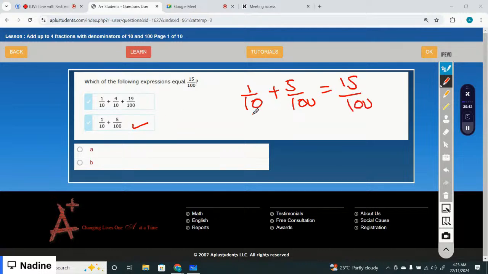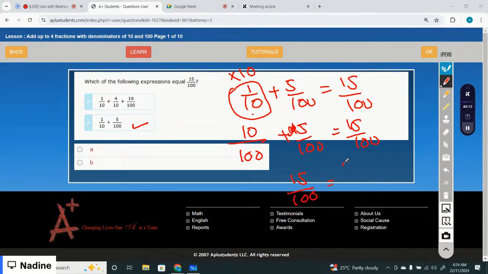See, whenever you have to add fractions, the first thing is you have to make their denominators the same, right? So you have to make this denominator equal to 100. So you need to multiply this fraction by 10. That is 10 times 1 is 10 and 10 times 10 is 100. Now they have like denominators, right? You can simply add their numerators. So 10 plus 5 makes 15 over 100.